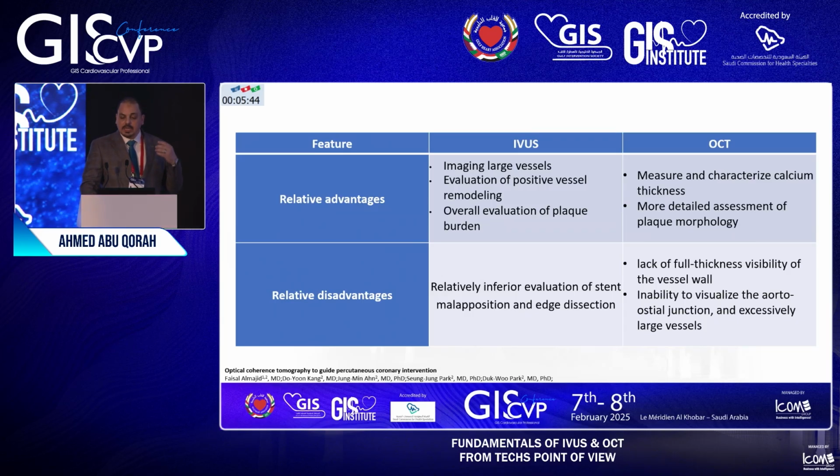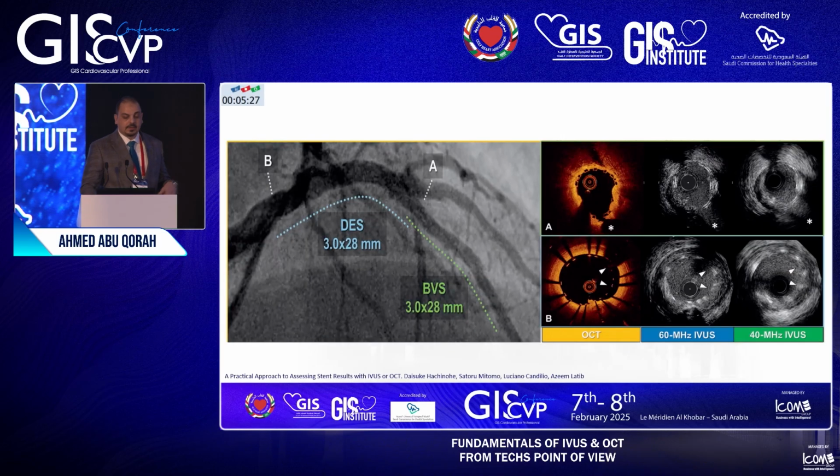OCT can measure and characterize calcium thickness, and gives a more detailed assessment of plaque morphology. Disadvantages of OCT: lack of full thickness visibility of the vessel wall because of the penetration, inability to visualize the aorto-ostial junction, and excessively large vessels. This is an example to see there's a big difference between the OCT resolution and IVUS resolution, even when we compare the OCT with high frequency IVUS.